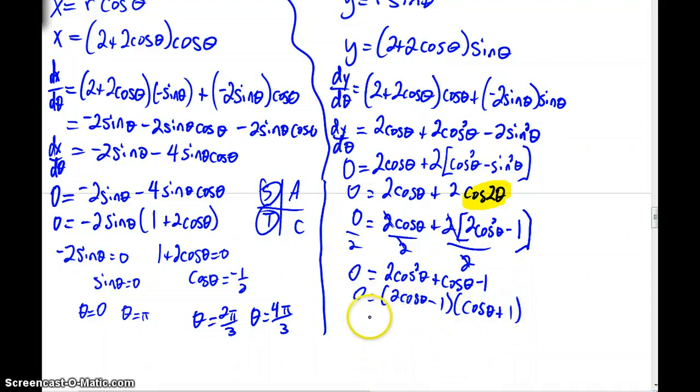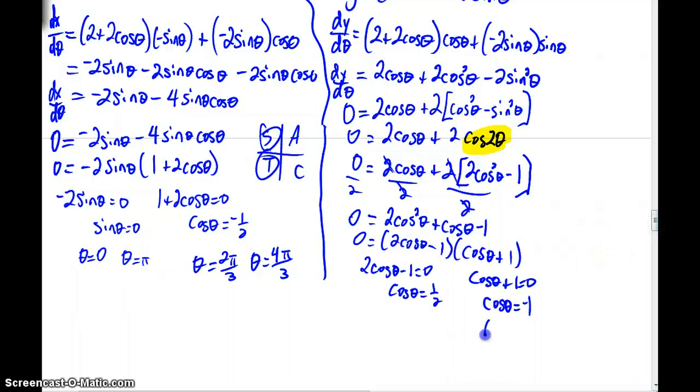You'll see that that does factor out. 2 cosine of theta minus 1 equals 0 leads us to cosine of theta equals a half. More simply, cosine of theta plus 1 equals 0 leads us to the cosine of theta equals negative 1. So where are we going with this? Well, theta could equal pi for the cosine of theta to equal negative 1.